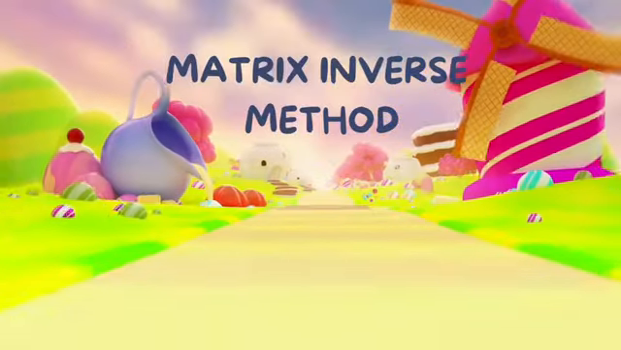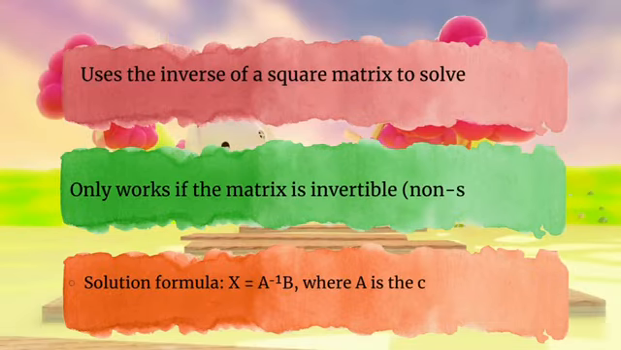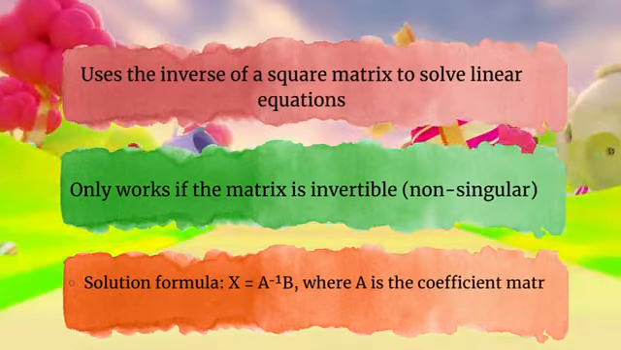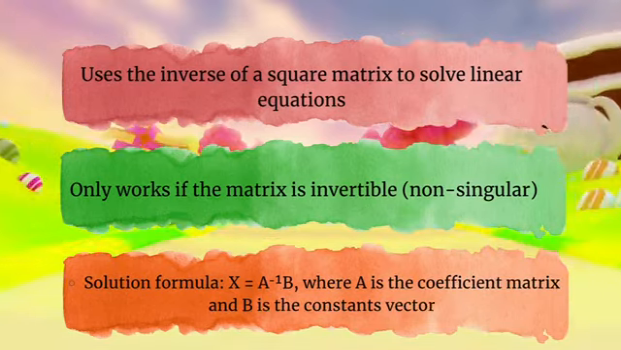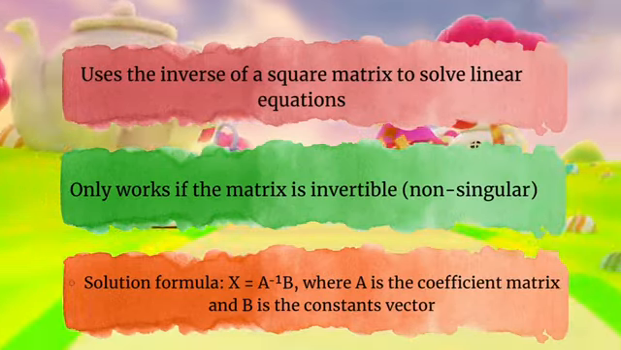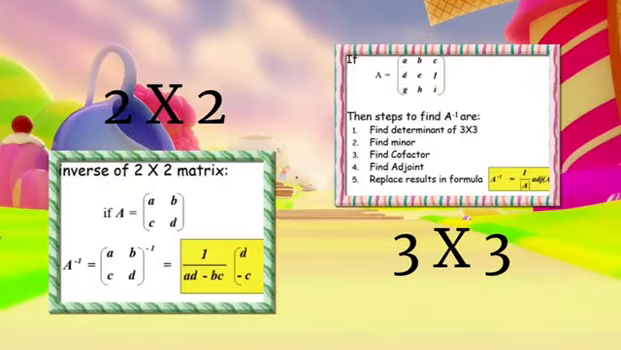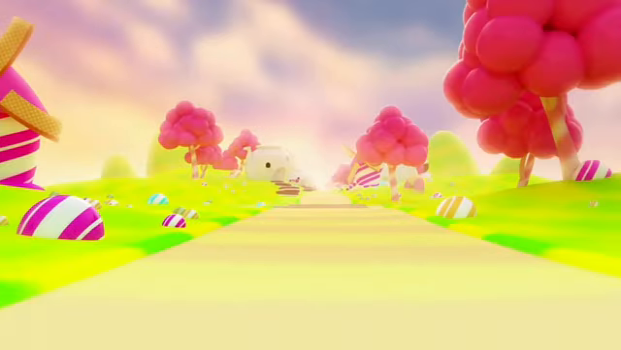Lastly, matrix inverse method. It uses the inverse of a square matrix to solve linear equations. It only works if the matrix is invertible, which is non-singular. The solution formula is X equals matrix A inverse times matrix B, where A is the coefficient matrix and B is the constant vector. And this is the solution for a matrix inverse 2 by 2 and 3 by 3.